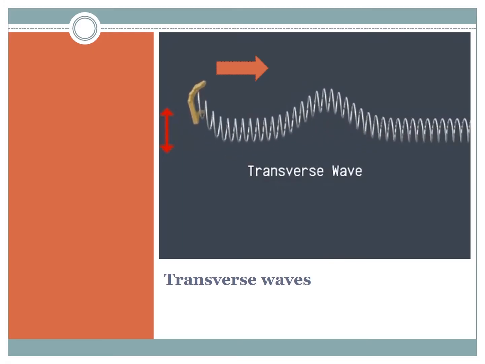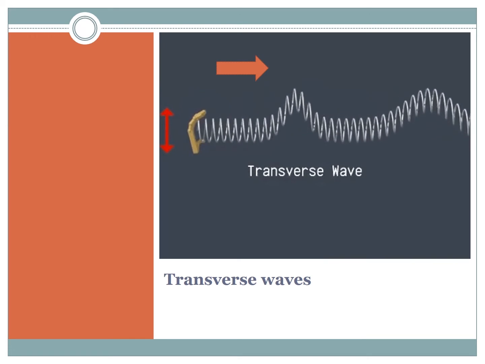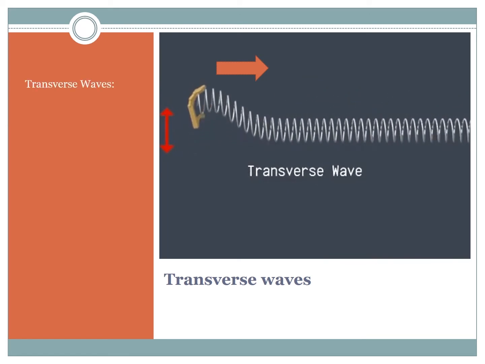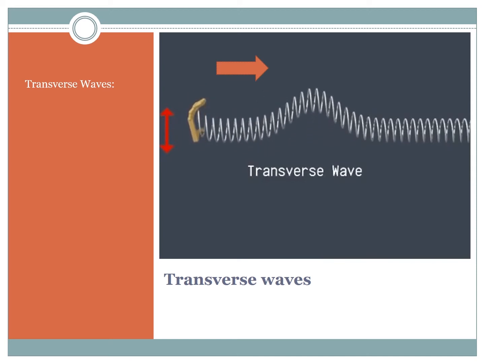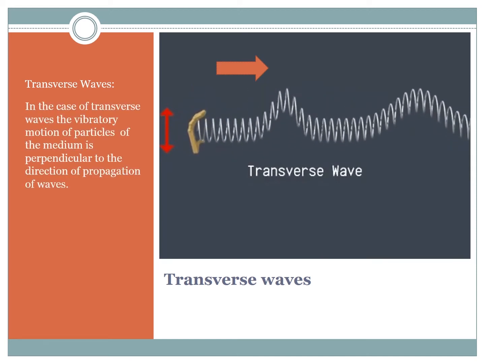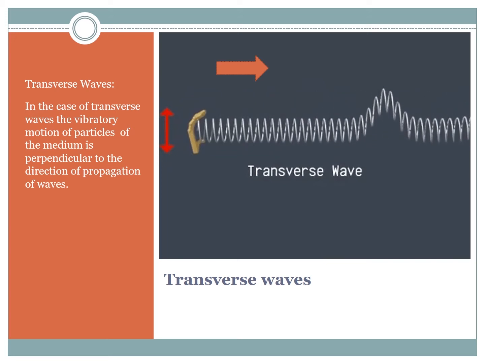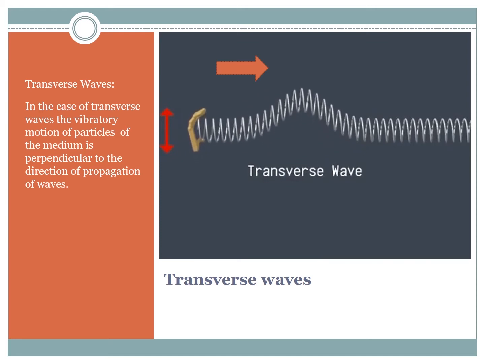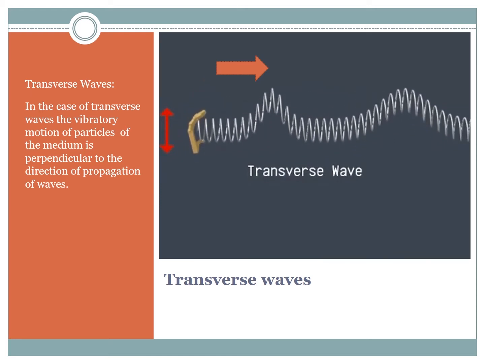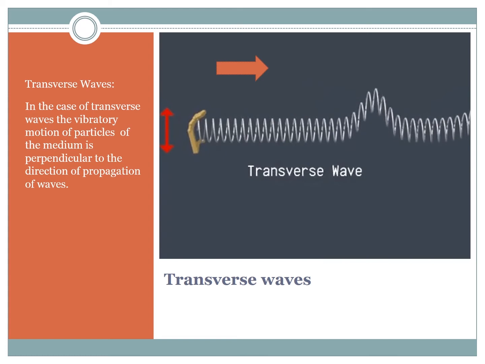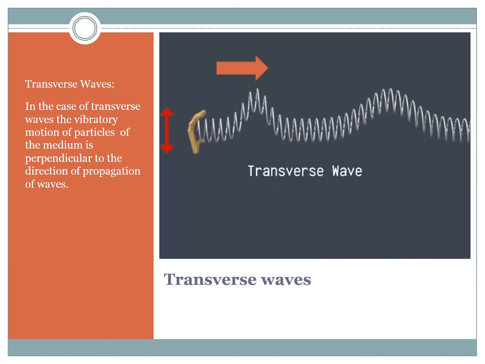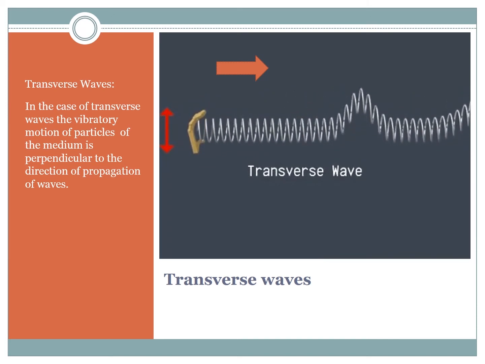Likewise, transverse waves are defined as: in the case of transverse waves, the vibratory motion of the particles of the medium is perpendicular to the direction of propagation of the wave. For example, transverse waves have two examples, water waves and slinky spring. In this animation, I am going to explain the transverse waves with the help of a slinky spring, and it is a part of your syllabus as well.